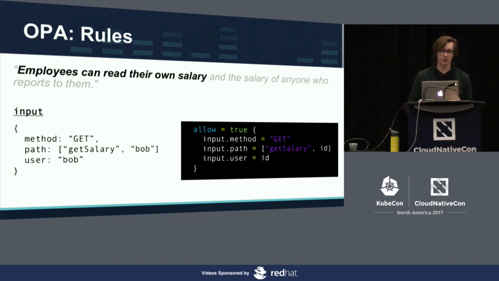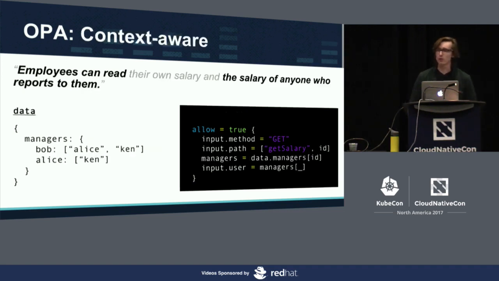So you can understand this rule, or you can read it as basically: allow is true if the input.method matches GET, and input.path matches GET salary ID, and input.user matches ID. Now, the interesting thing about this example is that ID value is actually a variable. And so that variable is going to be bound, when OPA evaluates the rule, to a single value across all of those expressions. And so, for example, in the second expression in the rule, it's going to get bound to Bob in the path. And then in the third expression, that's going to act like an equality check. So it's going to see whether or not the input user matches Bob. And in this case, it would. And so the request would be allowed.